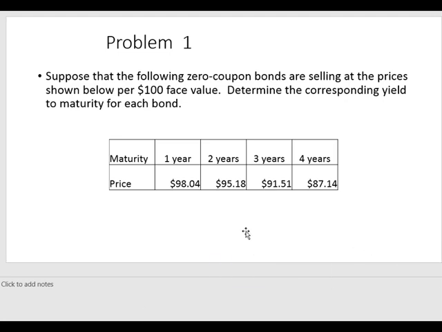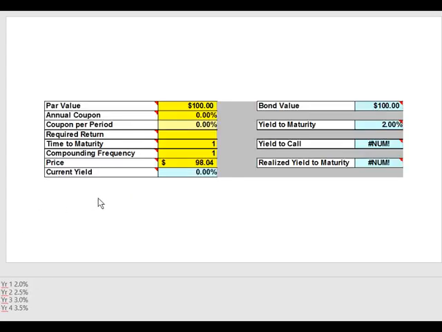As we look, we just need to input the data into some form of a spreadsheet or a formula. We have the bond valuation worksheet where you input the par value. In this case, it's $100, and the price, $98.04. It's 1 year to maturity, and it solves over here for the yield to maturity, which is 2.0%.